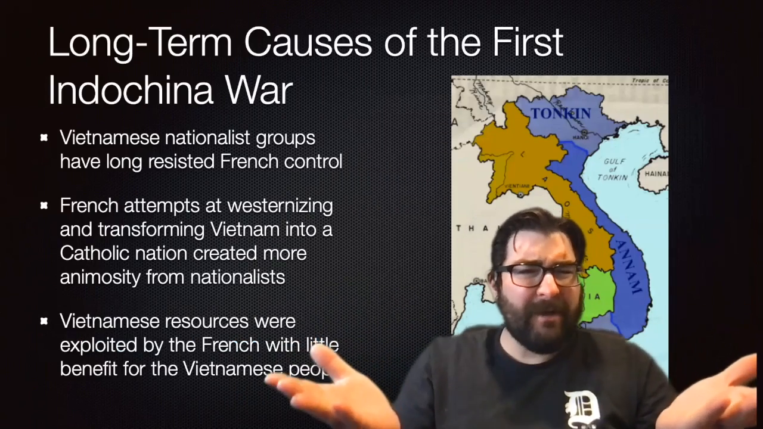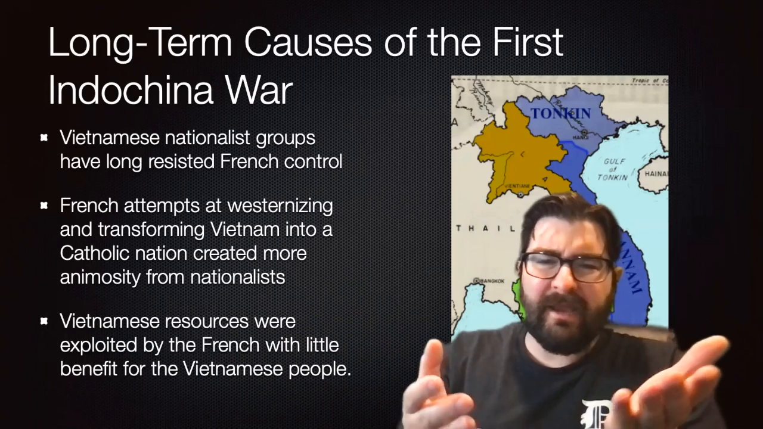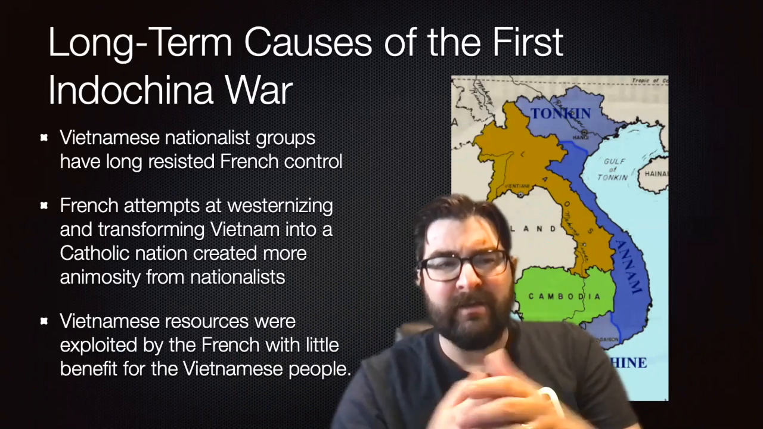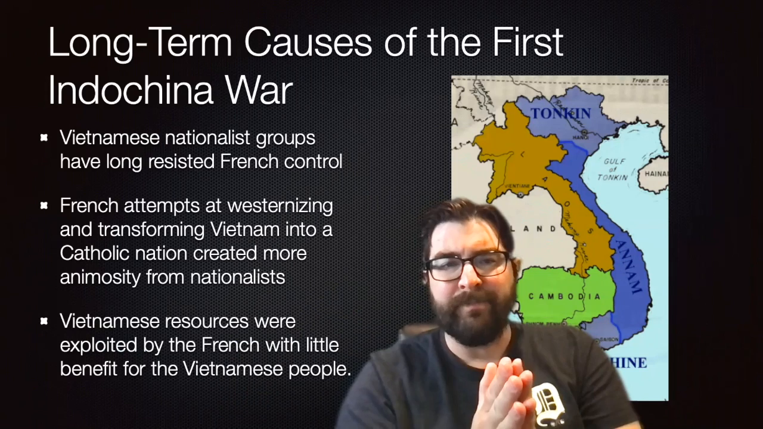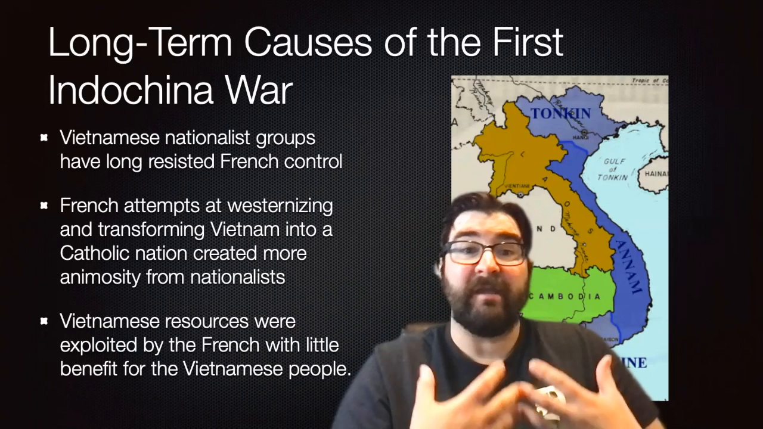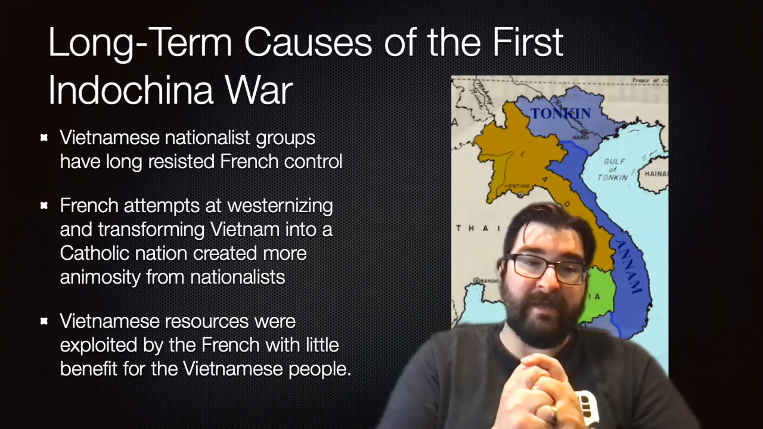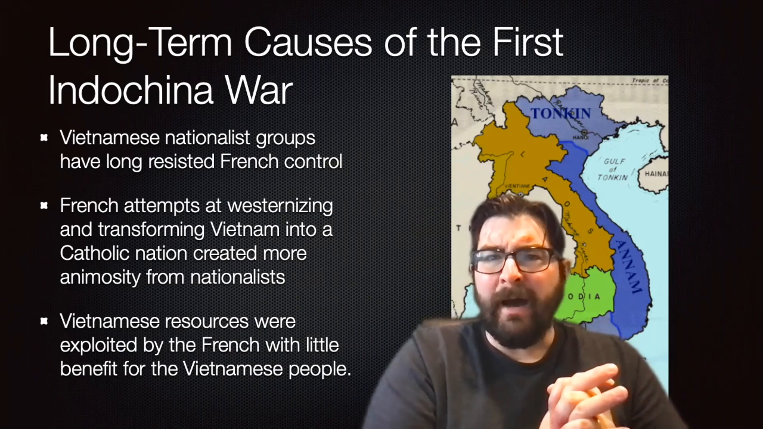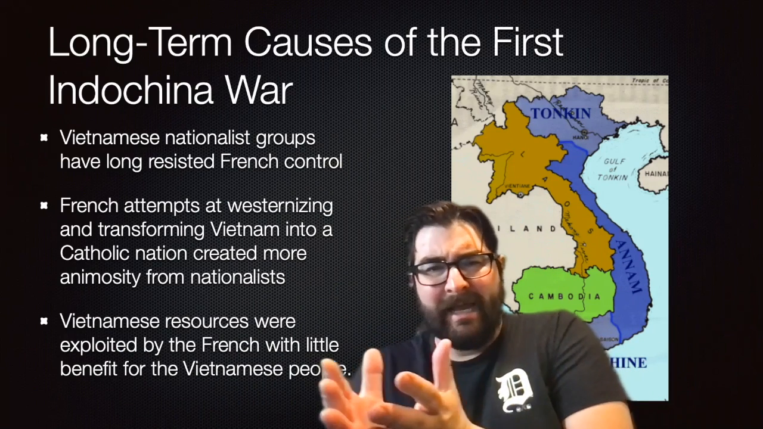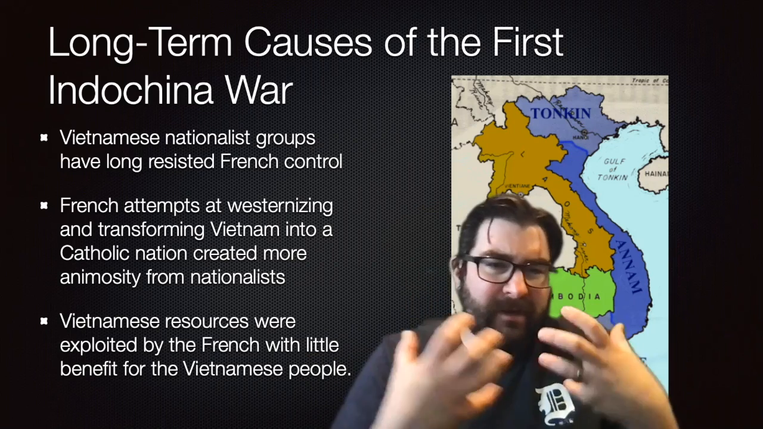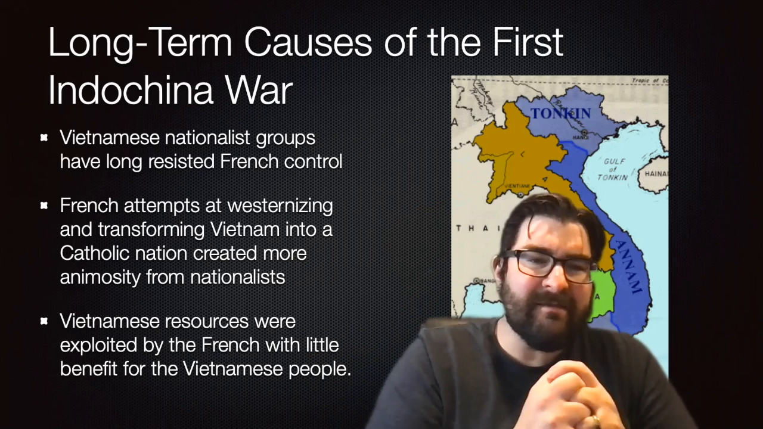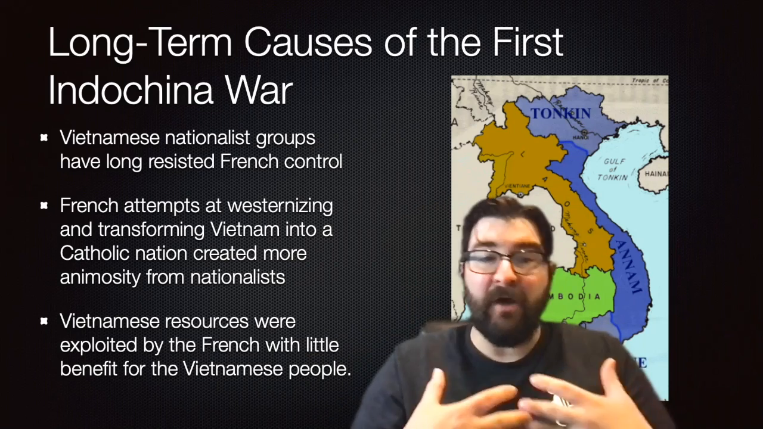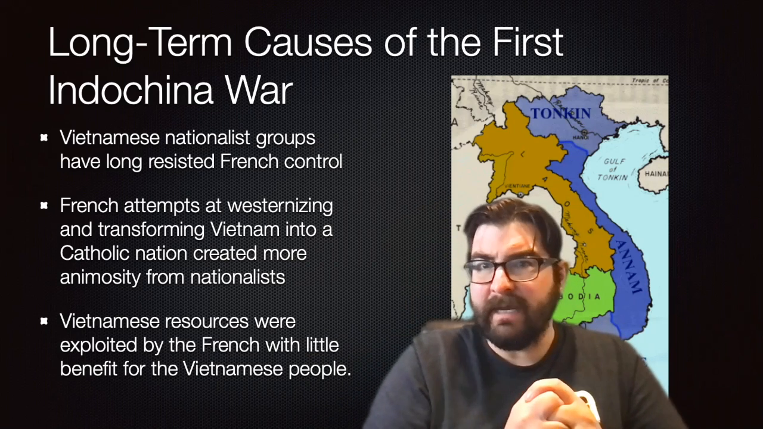I'm going to start with talking about the long-term causes of this, and we want to recognize that Indochina, and Vietnam included, have long been in the hands of the French as a colonial holding, and this is since the late 1800s. And all during that time, the French and their exploitative rule over the Vietnamese led to a number of nationalist groups that have opposed French control in Vietnam.